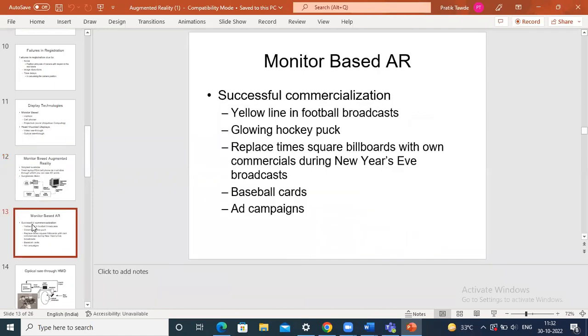Monitor based AR is basically a successful commercialization: the yellow line in football broadcasts, the glowing hockey puck, replacing Times Square billboards with their own commercials during New Year's Eve broadcast, baseball cards, AD cap campaigns, etc.